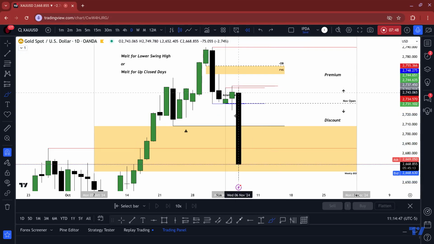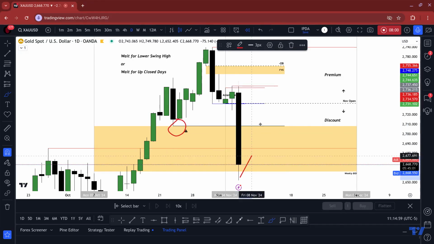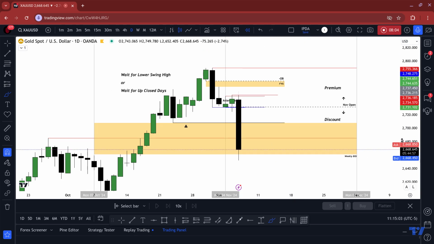Now, it's a large candle that shot down. I do think we might get some type of retracement, at least 50% of this candle, right? Just taking an educated guess, at least 50% of this candle, or maybe a retest on an old low. Maybe this retest here on this low, maybe get a lower swing high there. But as of right now, that's where I stand with gold.